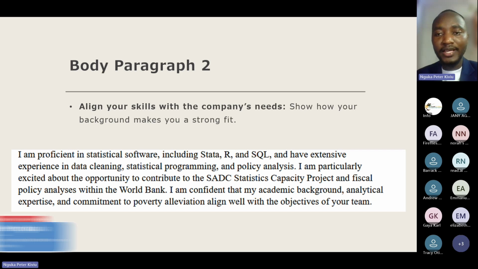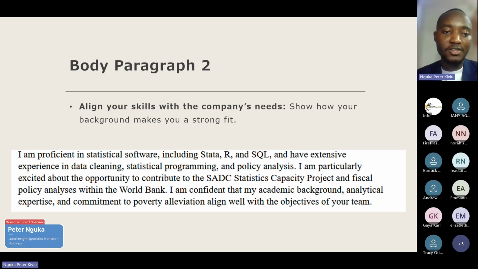Now, moving to another part of the body paragraph, you also try again to align your skills to the company needs. And basically here, I try to tell them about the skills that I have. For example, I say that I have skills in Stata, in R, in SQL, and I have extensive experience in this. And I say that I'm also particularly excited about the opportunity to contribute to the SADC Statistics Capacity Project and the Fiscal Policy Analysis within the World Bank.